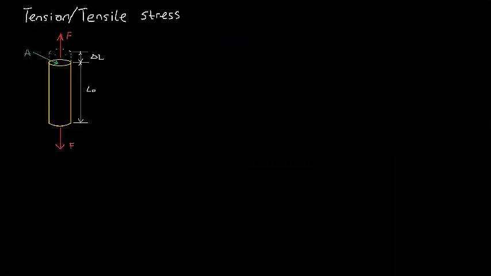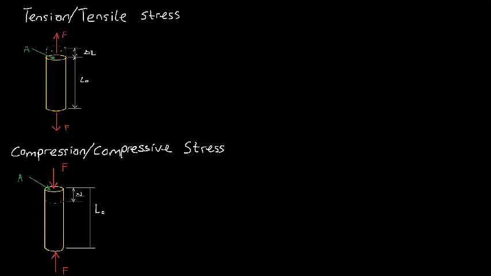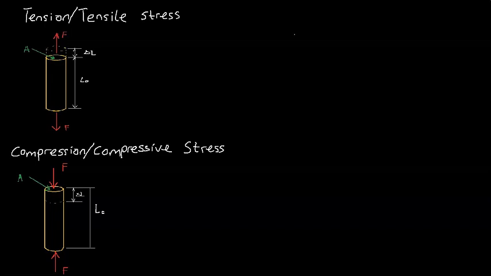So far, we've only considered tension or tensile stress as a form of deformation an object could experience. But there are other types of deformation or stress conditions that an object can be subjected to. A different type of stress condition is compression or compressive stress. And this occurs when the applied forces at the ends of the material are directed inward towards the material, giving a compressive effect on the material.